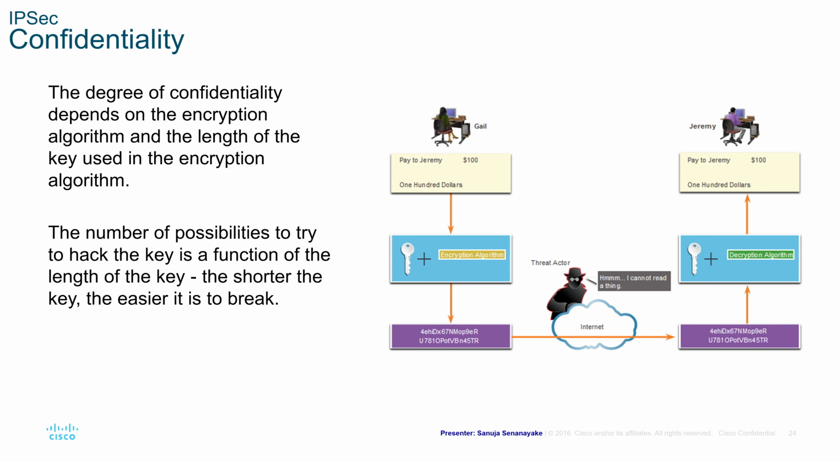The length of the key used in the encryption algorithm plays a role in how confidential the data is going to be. The number of possibilities to try to hack the key is a function of the length of the key. Therefore, the shorter the key, the easier it is to break. Longer keys make it harder for the threat actor to decrypt that data unethically, because it takes longer for them to try to crack it.